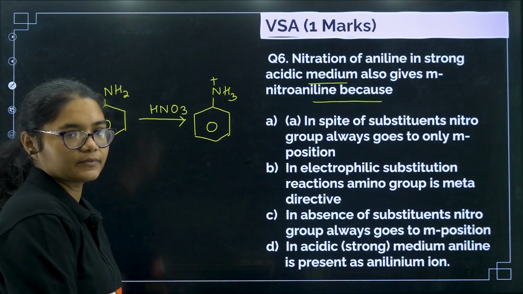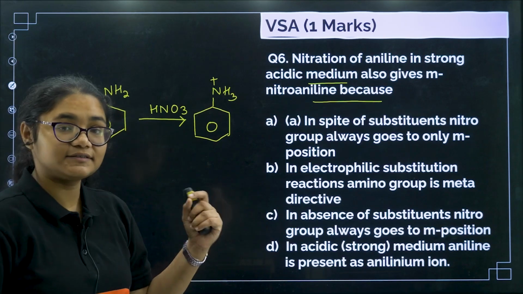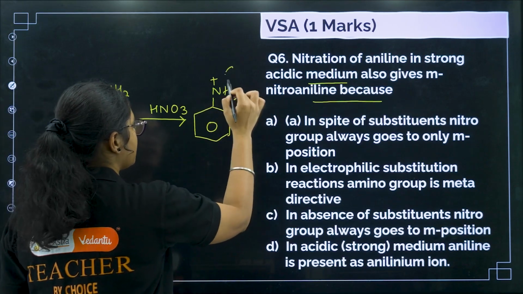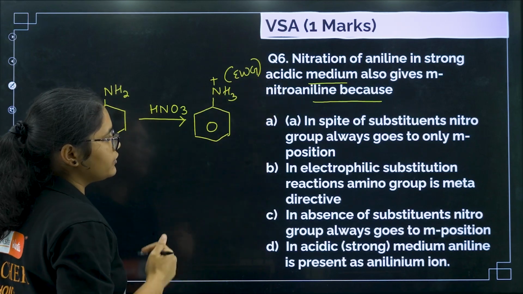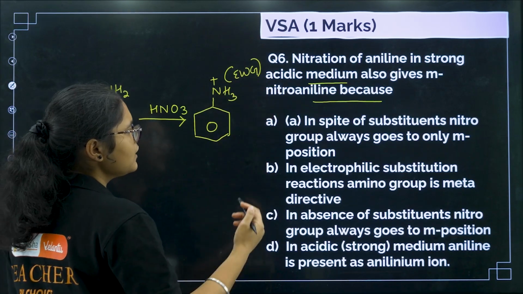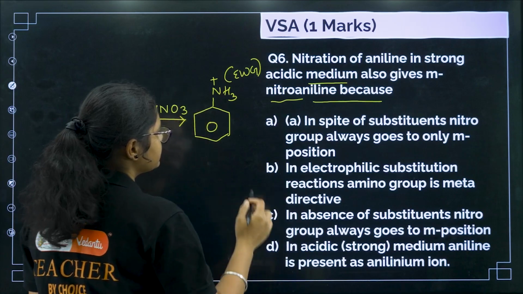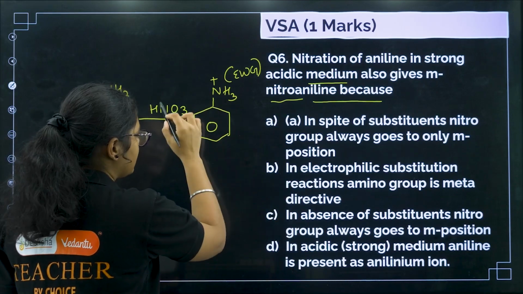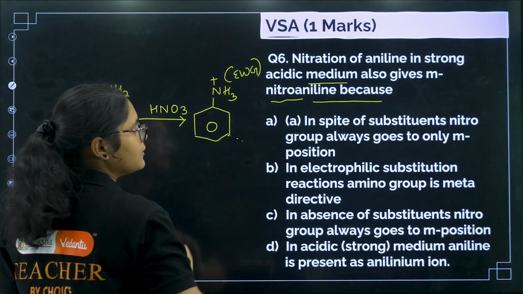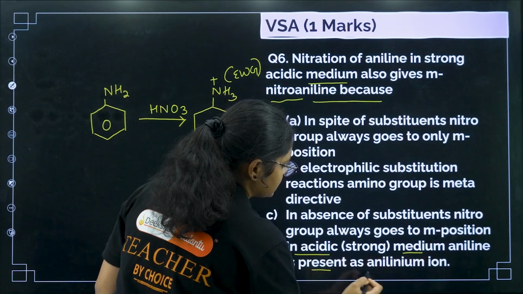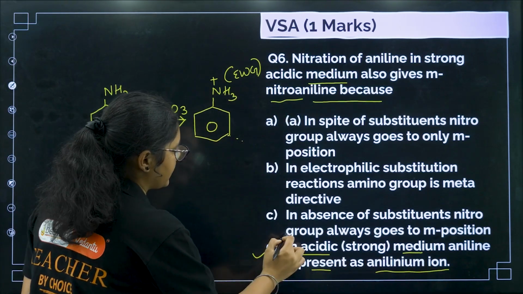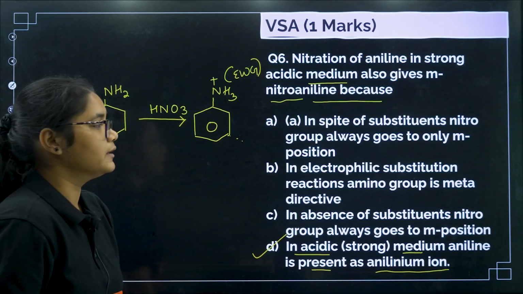This is formed, right? Once NH3 plus is formed, after that this becomes an electron withdrawing group, okay. Now for this electron withdrawing group, what will happen, we need meta-nitroaniline. So it will now direct the nitro group or NO2 group to the meta position, okay. So in acidic medium, aniline is present as anilium ion, okay. Correct answer is option number D here.